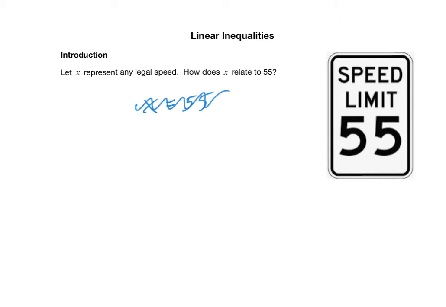So what's the general relationship between X and 55? You're allowed to go 55 miles per hour or less. Said differently, any legal speed X has to be less than or equal to 55 miles per hour. And the way we write that, as many of you already know, is X is less than or equal to 55 miles per hour. This is one of 4 possible linear inequality symbols. Let's look at all of them.